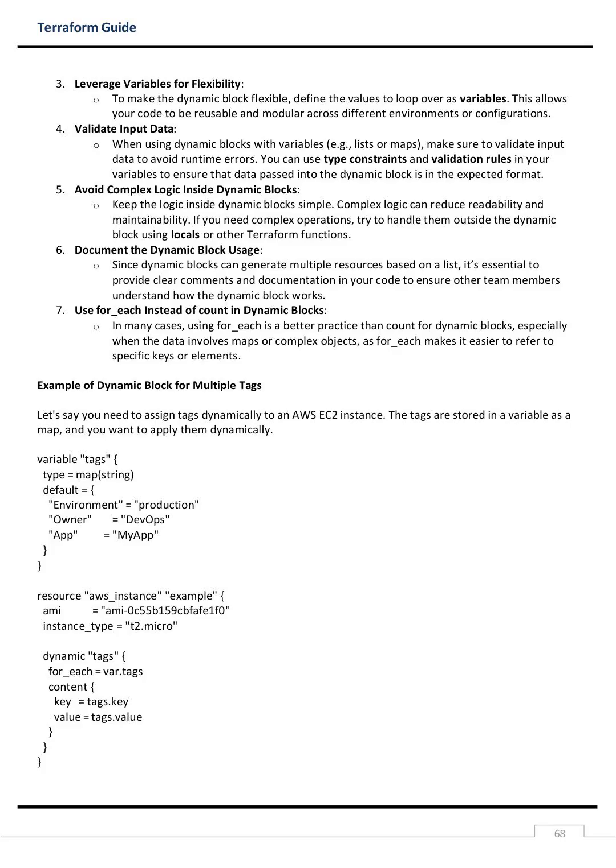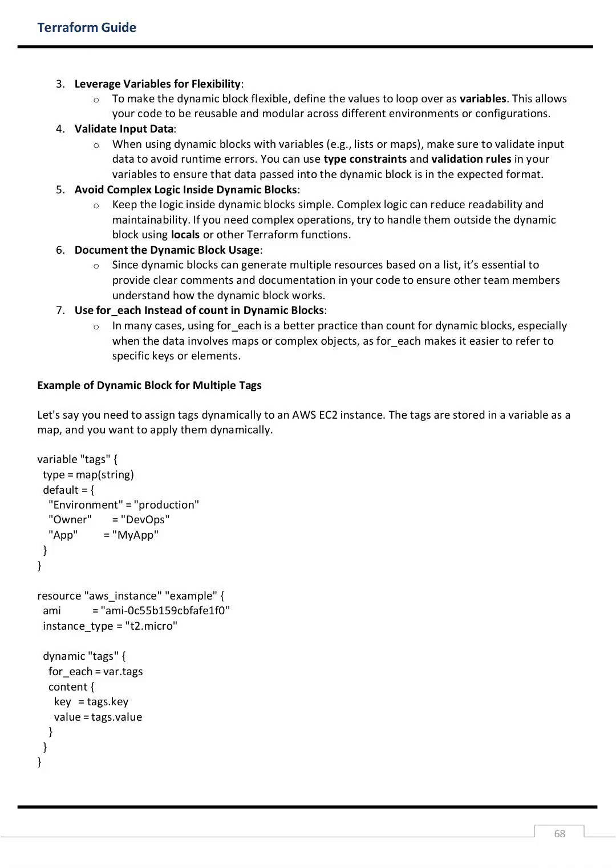6. Document the dynamic block usage. Since dynamic blocks can generate multiple resources based on a list, it's essential to provide clear comments and documentation in your code to ensure other team members understand how the dynamic block works.